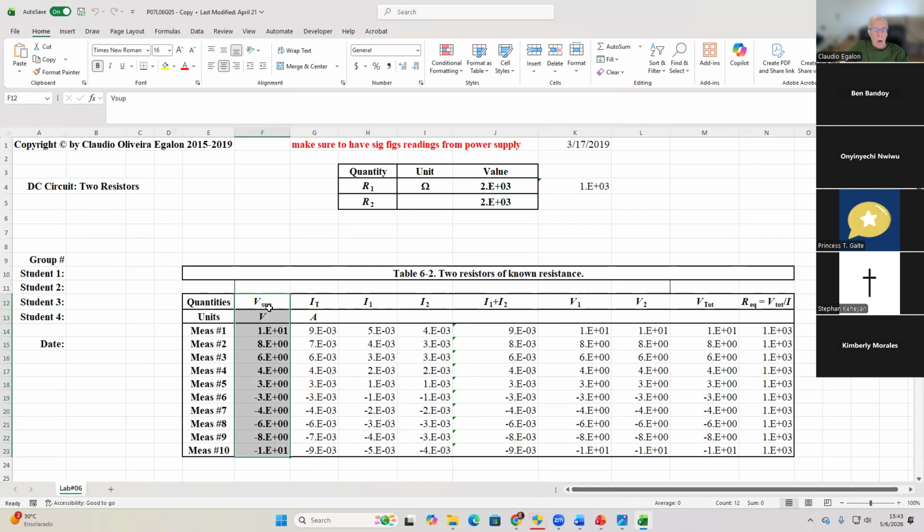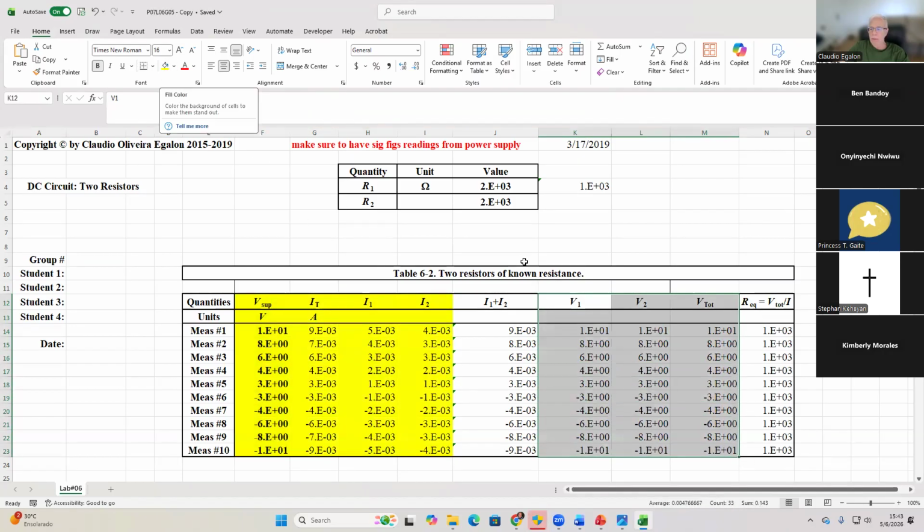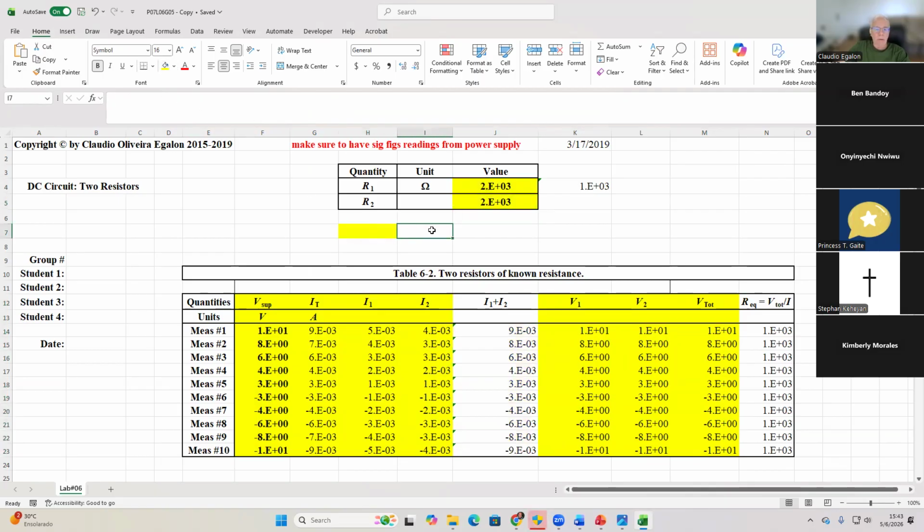All of these values here are measurements. Those three values are also measurements. I'm going to show them how, and everything else. Oh, here is a measurement too, right? Measurements.